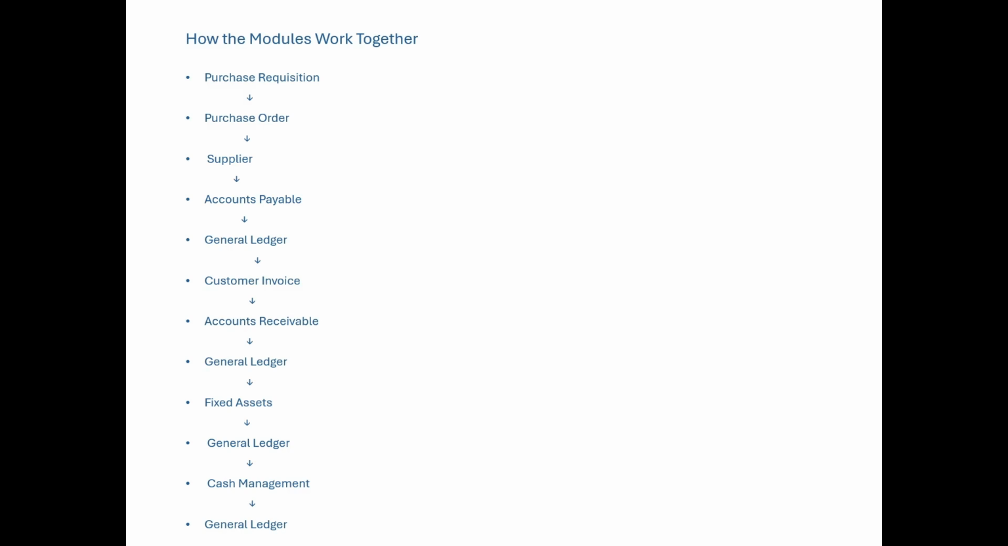For example, the Purchasing module creates the purchase order. Once the supplier sends the invoice, it is processed in Accounts Payable. After the payment is complete, the accounting entries are moved to the general ledger. Similarly, transactions from Accounts Receivable, Fixed Assets, and Cash Management are also transferred to the general ledger. This integration helps organizations maintain accurate financial records and reduce manual work. This is how the modules work together.